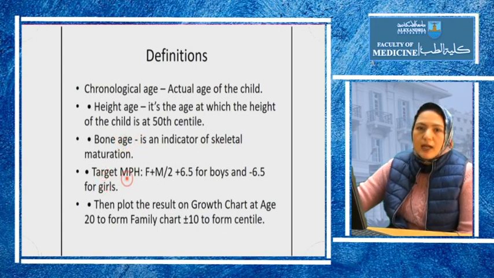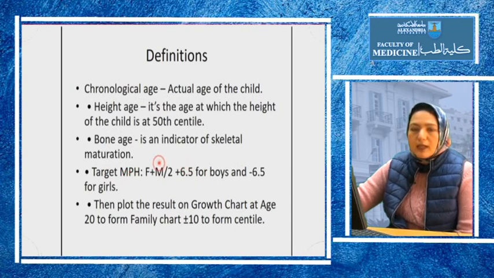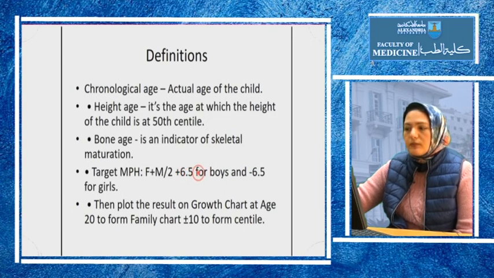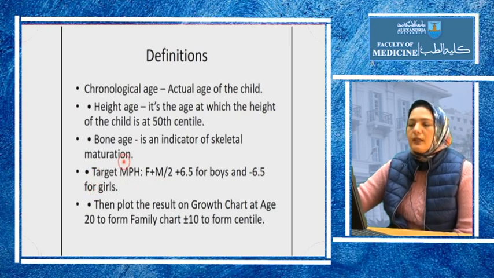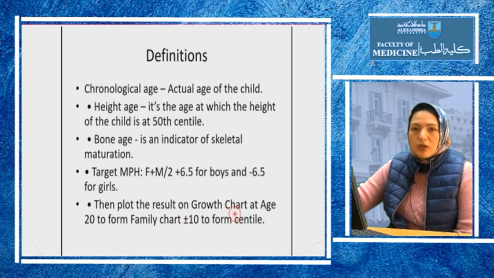The target mid-parental height means we calculate the father's height plus the mother's height divided by 2, and we add 6.5 for boys, and we subtract 6.5 from this equation for girls, and this is the target mid-parental height for each child. Then we plot the results of the height and the mid-parental height on the growth chart, specific for each age and gender, to calculate what is called the family chart.